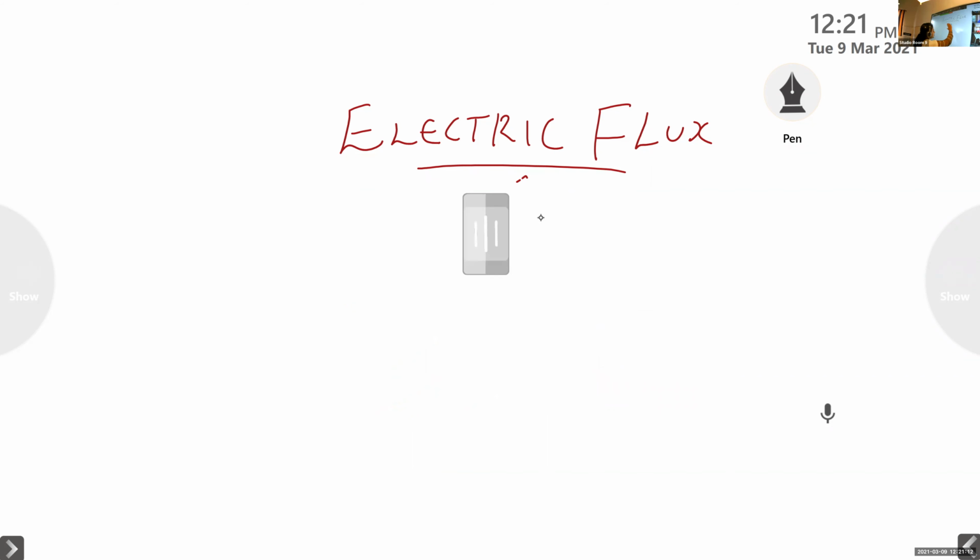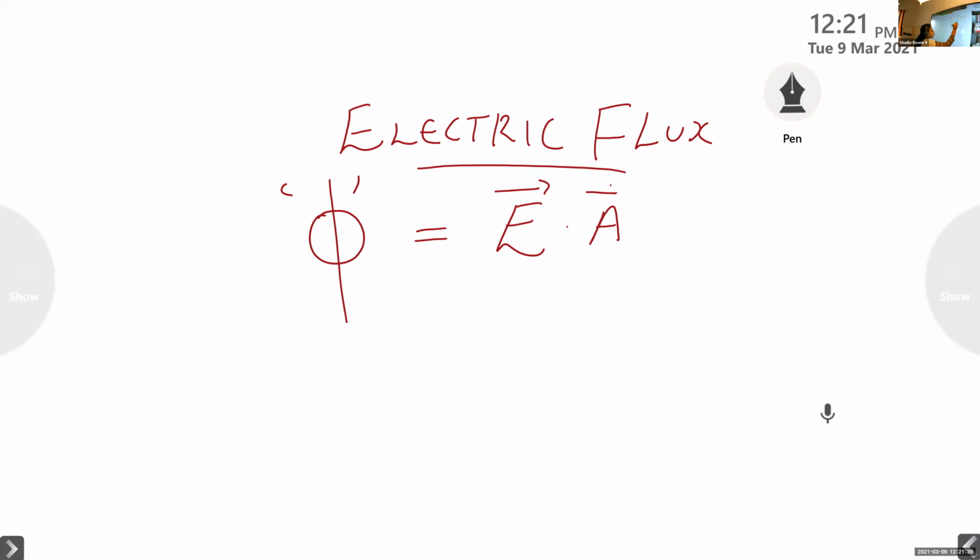I hope it is very clear. That is represented by this. How is it pronounced? Are you familiar with this symbol? It is known as Phi. Phi, very good. The electric flux is represented by the letter phi, and this phi can be calculated using the equation vector E dot vector A.